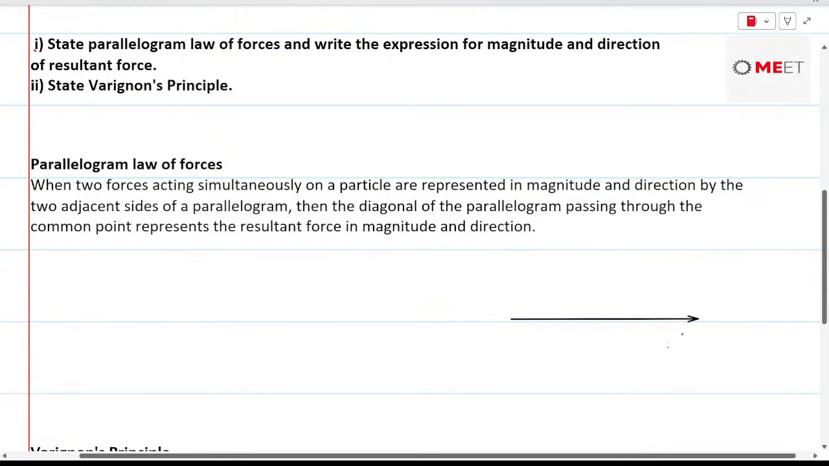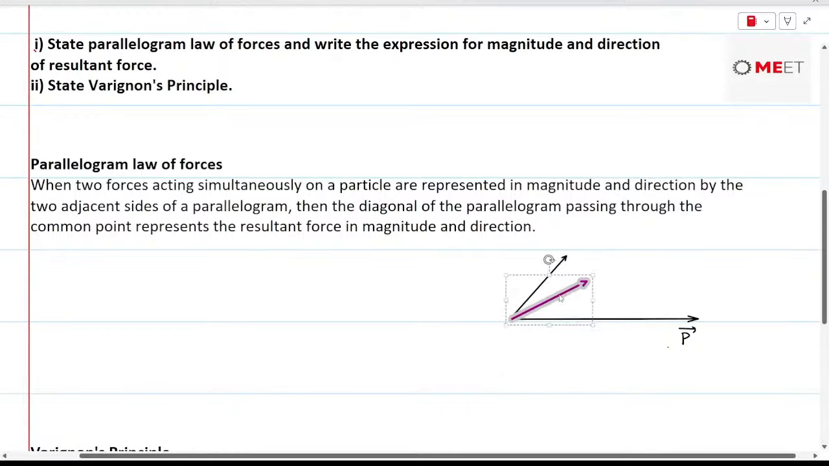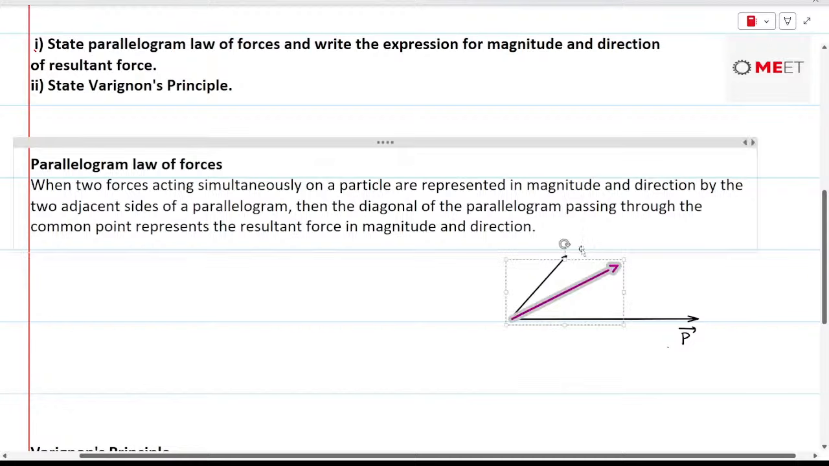Let's say this is one force P and the other force would be Q. Let's say Q is smaller, and let me just orient this. So this will be the force Q. The resultant force is going to act from the same point, and it is going to be represented as the diagonal of the parallelogram. So this would be the resultant force, and let me just extend it.